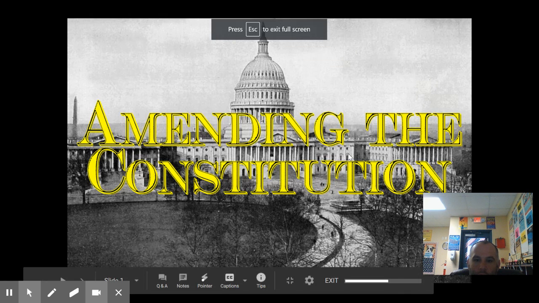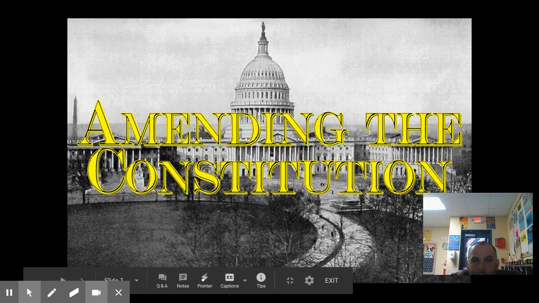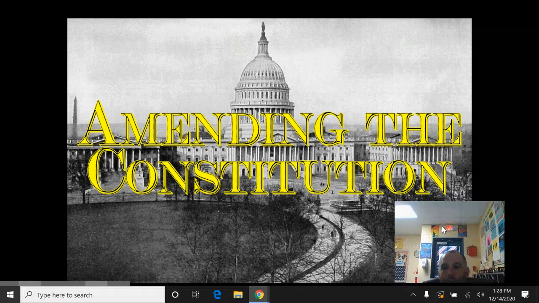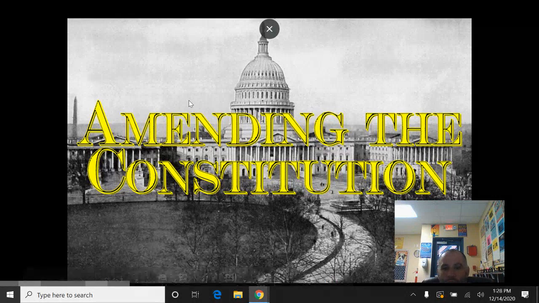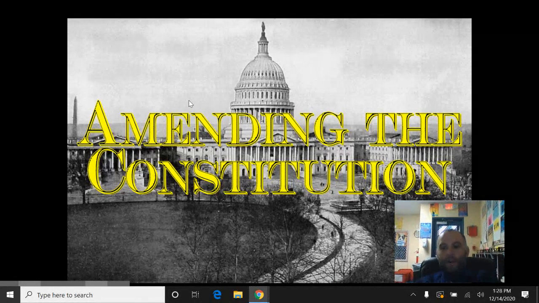All right, everyone. Today we're going to be talking about ways to add a constitutional amendment to the Constitution. So far we've learned about the amendments. We learned about the Bill of Rights and the 13th, 14th, and 15th Amendments. Today we're going to talk about the process for how an amendment gets added to the Constitution. This is an important standard for the EOC.